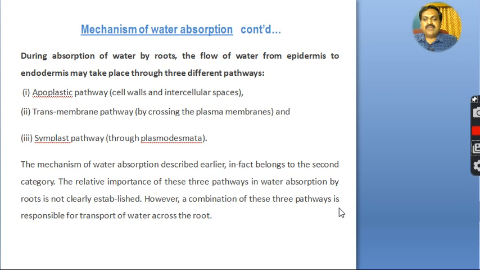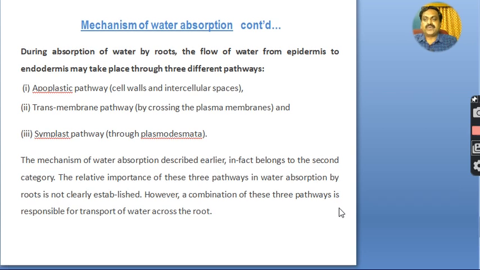The relative importance of these three pathways in water absorption by roots is not clearly established. However, a combination of these three pathways is responsible for transport of water across the root system. In a nutshell, it is very clear how water is being absorbed by the plant body.